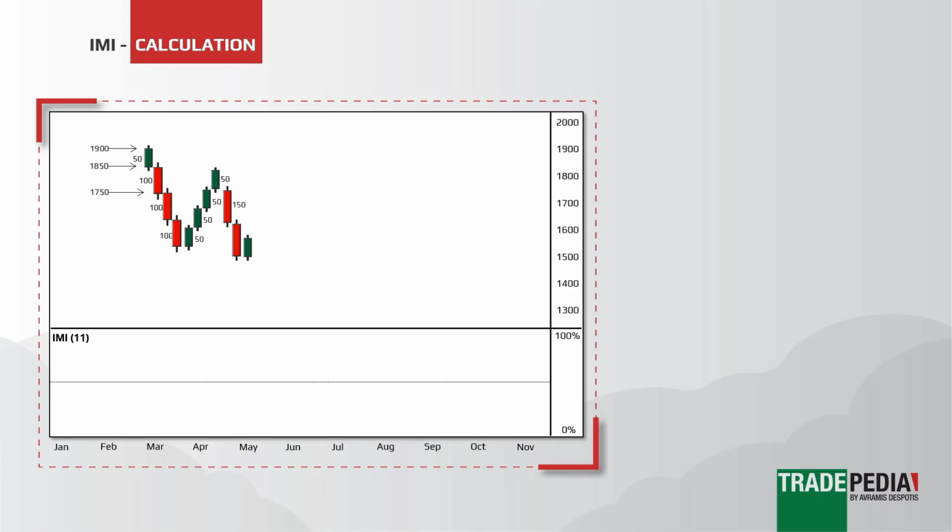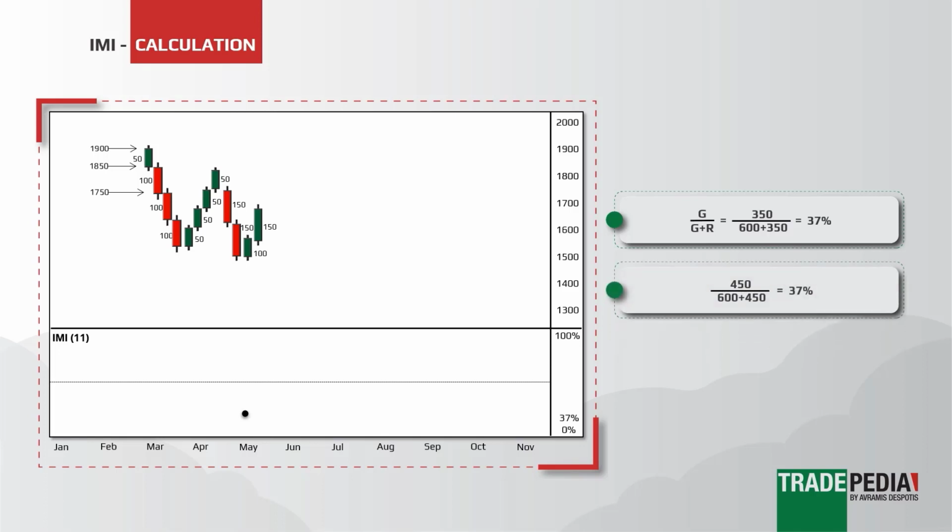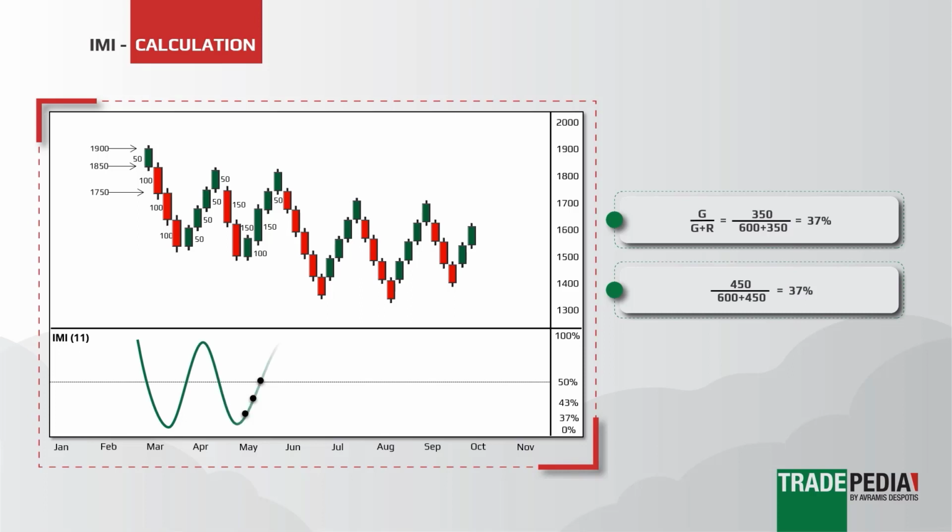We then count how many bullish and bearish points we have. In our example, for the last 11 days, we have 350 green and 600 red. Now, using the formula, we see that our first point is 37%. The next day, we have a green candle of 150 points. Remember, we always count the last 11 periods. So now we have 450 green and 600 red, which gives us 43% as our second point. When the green points are equal to the red points, the IMI would be at the 50% equilibrium level. This is the Intraday Momentum Index.